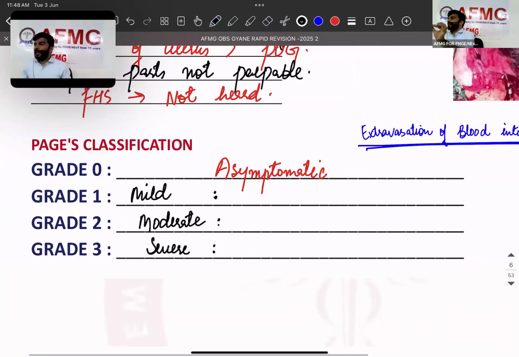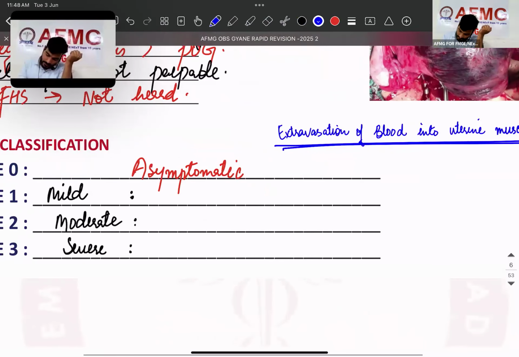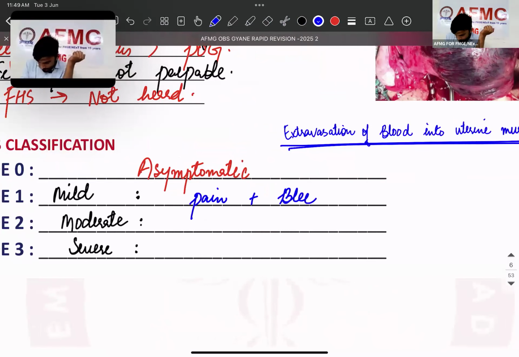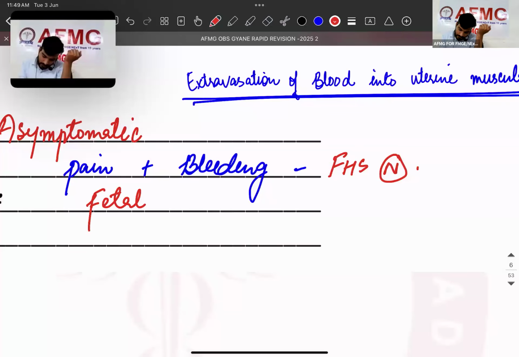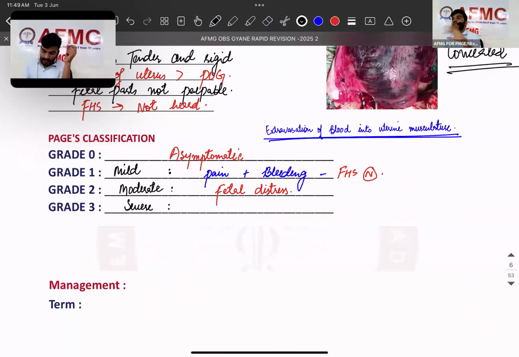What is mild? There is simple, sir, pain in abdomen and bleeding. Okay. Write first mild. So there is pain plus bleeding. Pain plus bleeding. And fetal heart sound is normal. Fetal heart sound is normal. Okay. Sir, moderate. Sir, we see fetal distress. What will we see, children? Fetal distress. Okay. Sir, and in case of grade 3 severe, fetal death.